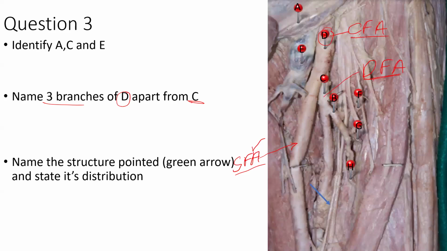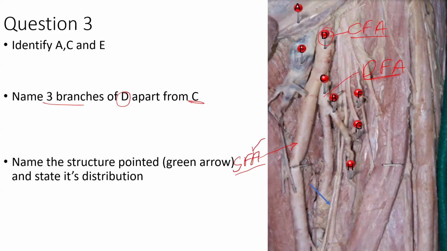Okay. So I just wanted you guys to name branches of the common femoral artery. So superficial epigastric, superficial circumflex iliac, superficial external pudendal, and deep external pudendal. Those are the four branches coming from your common femoral artery.